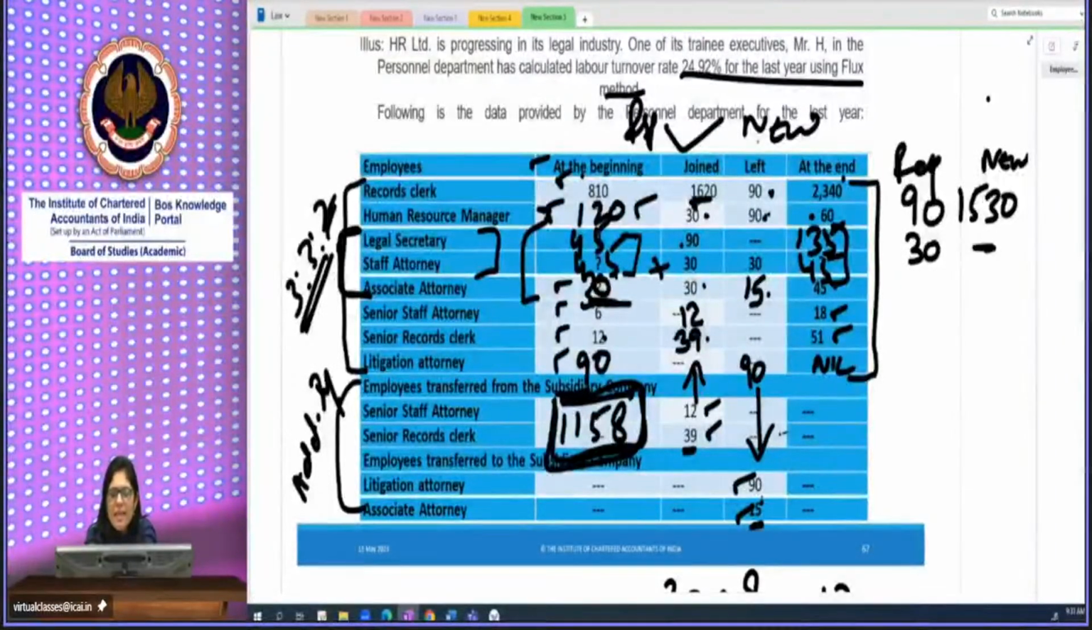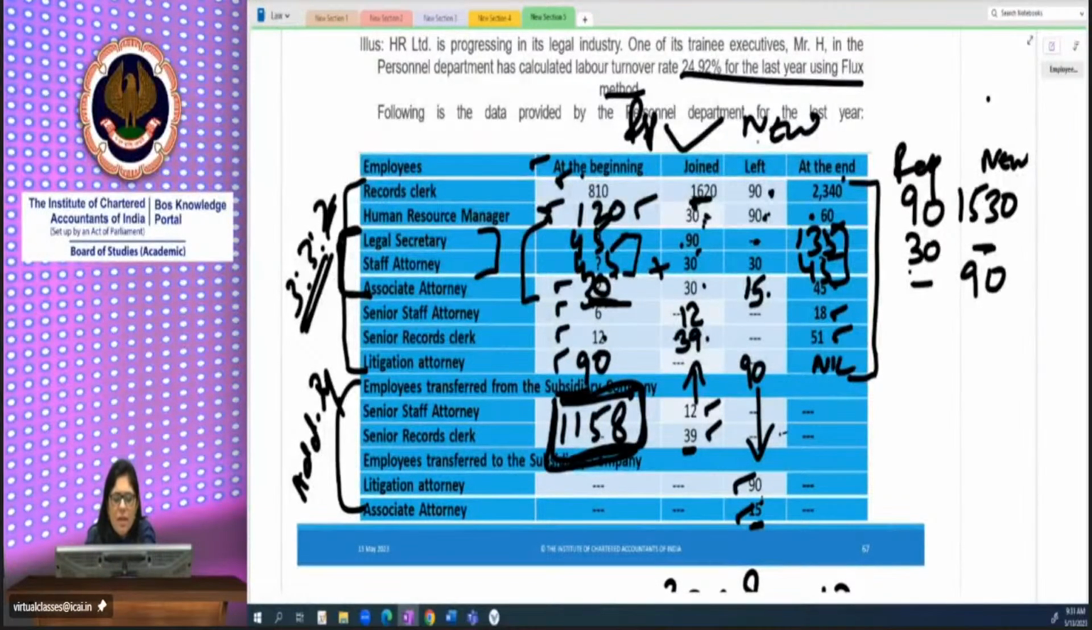In the second case, only 30 have joined and 90 have left. That means the persons who have joined have only filled the vacancy. No new joinee, only replacement. So out of 90, we have filled the vacancy for 30. Coming here, legal secretary, nobody left, but still 90 joined. So no replacement, 90 total new joinee because nobody left.